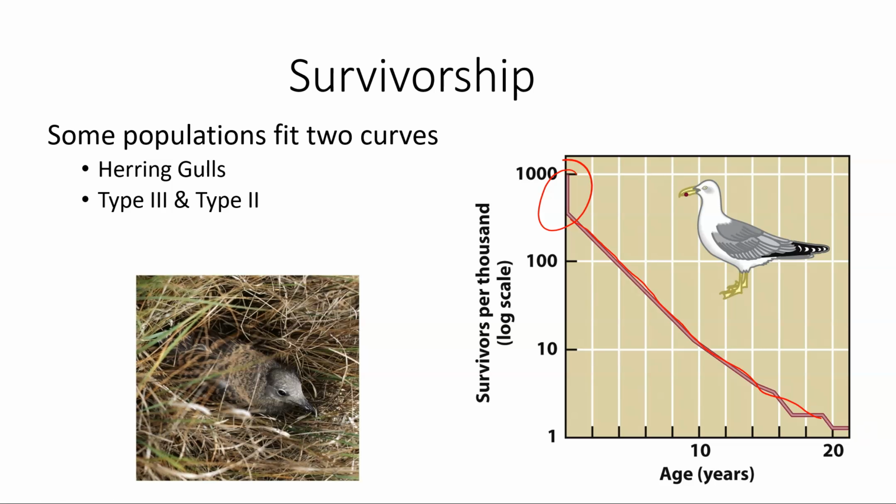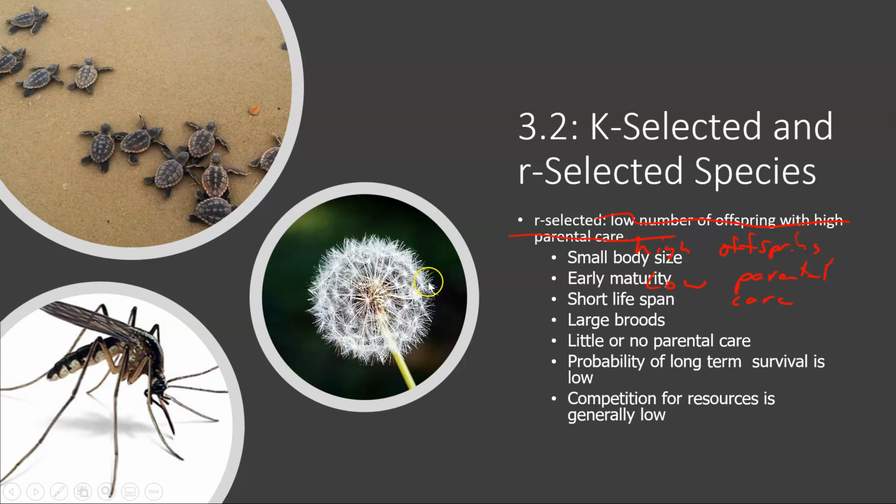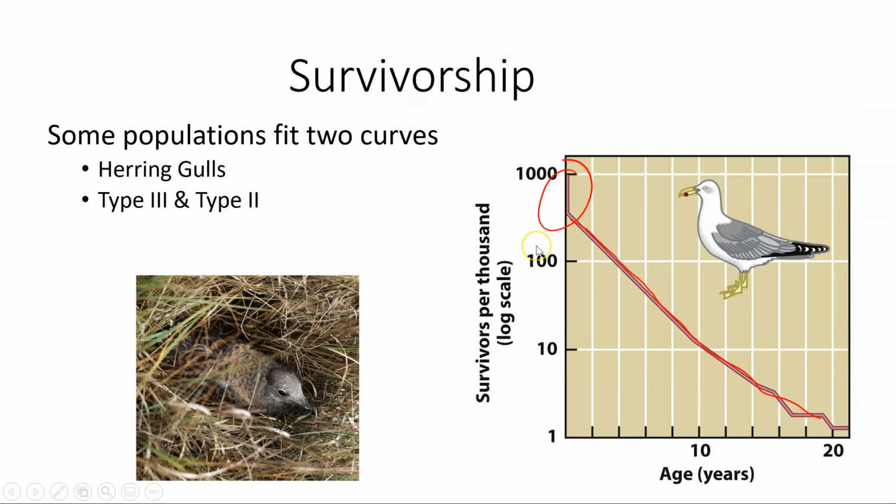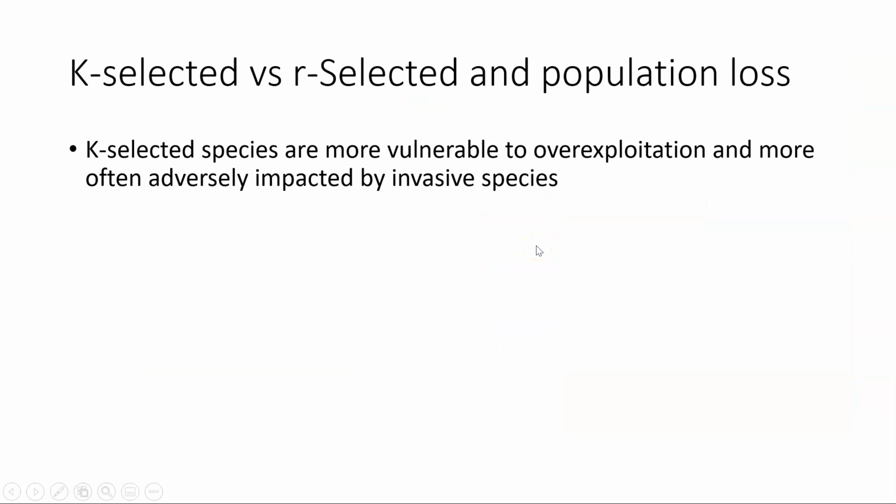Now, the important thing to remember is there are very successful species that fit all types, anywhere on the spectrum of K to R, right? All types of survivorship curves. There's lots of species that are highly successful in all three types. So it's not necessarily that one is better than the others, although K-selected species are more vulnerable to things like overexploitation, and they're often more adversely impacted by invasive species. And that's really simply a matter of reproductive rate.